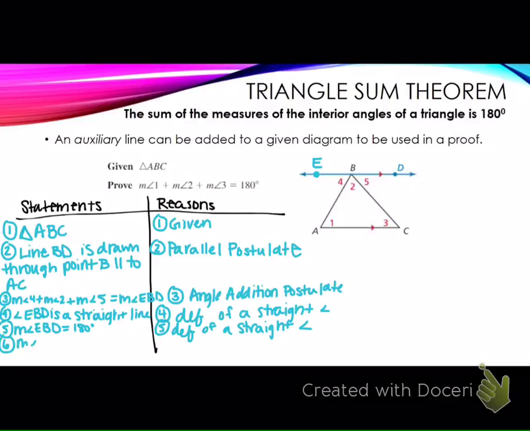So the measure of angle 4 plus the measure of angle 2 plus the measure of angle 5 equals 180. What is the reason for that? What reason is that?